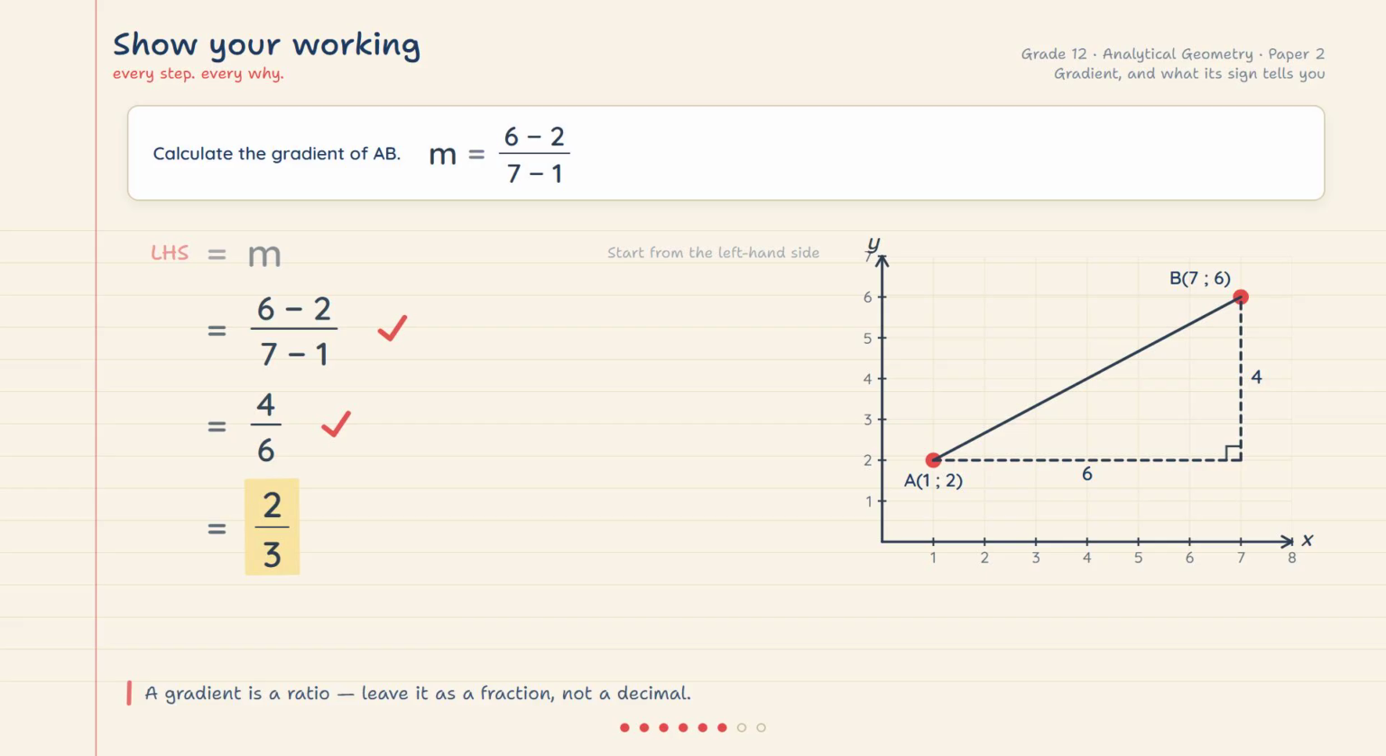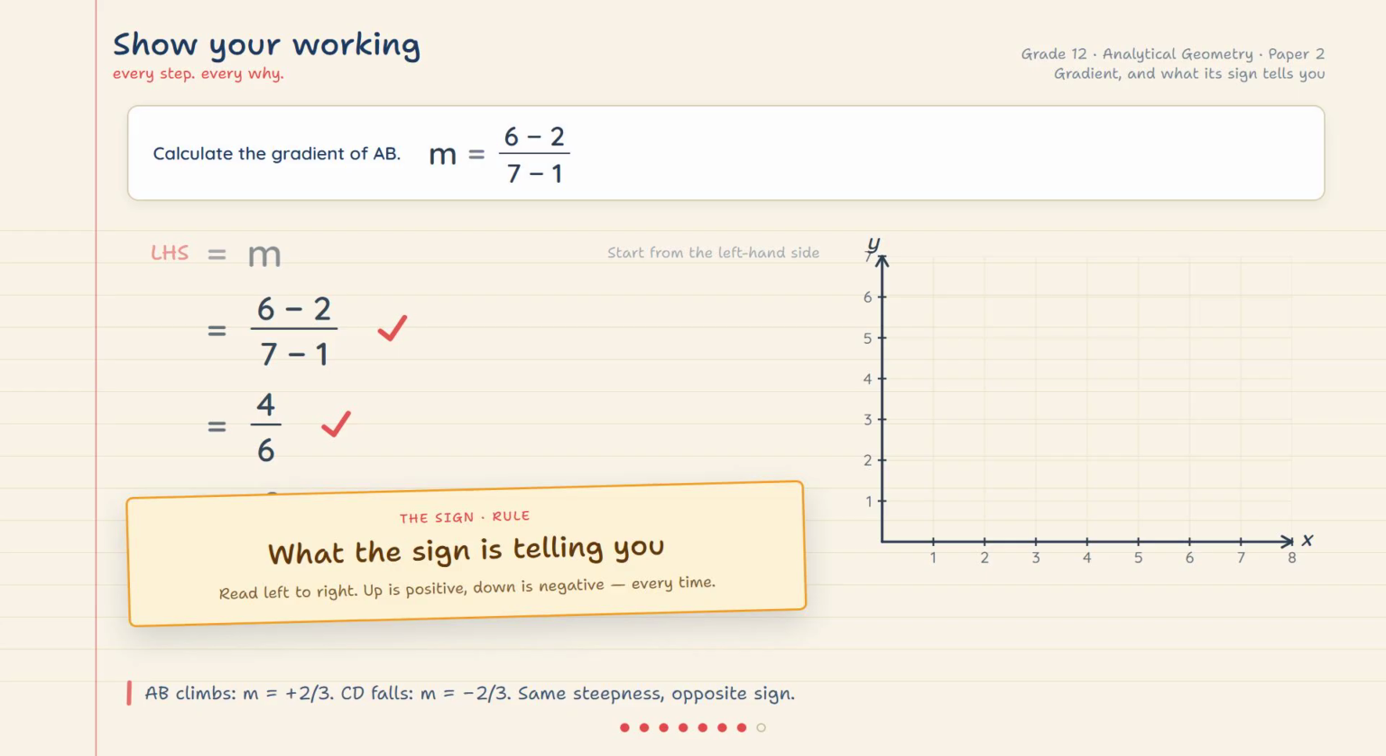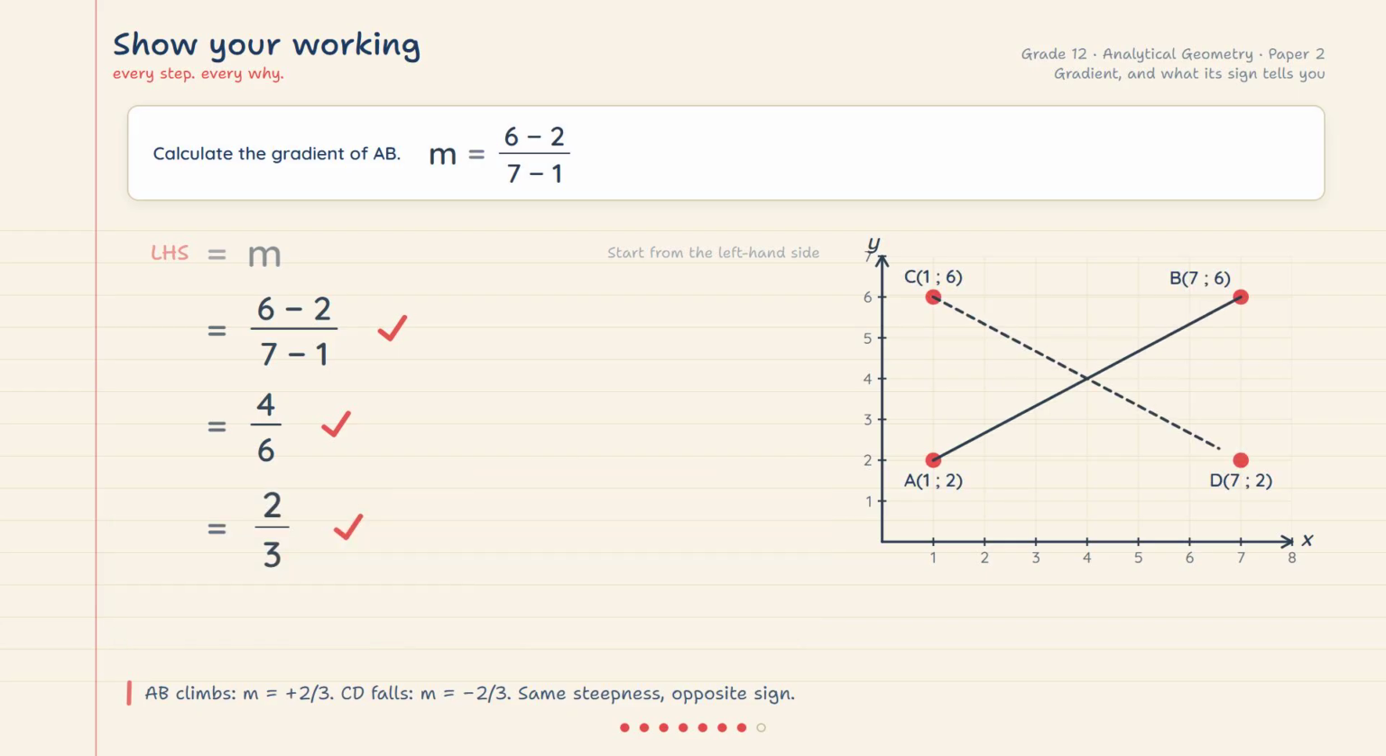Leave it as a fraction. A gradient is a ratio, and 2/3 says something a decimal hides. For every 3 you move across, you climb 2. Now the sign. 2/3 is positive, and positive means that reading left to right, the line climbs.